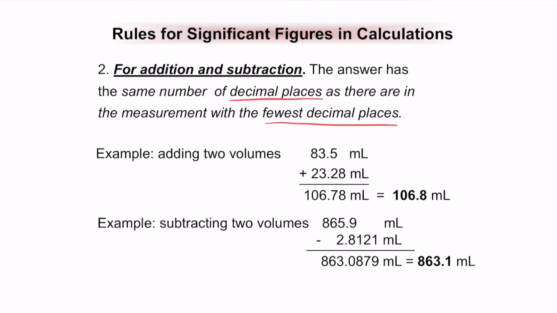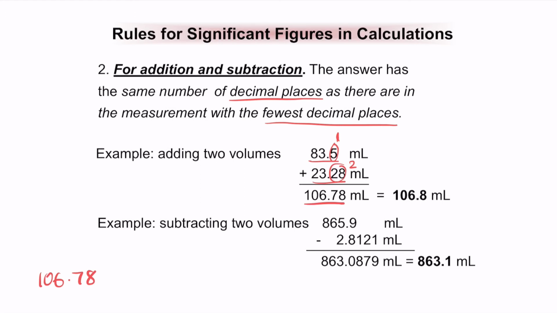For example, here we have 83.5 and 23.28. Notice that the least number of decimal places here is 1 decimal place, and there are 2 decimal places here. So the final answer should have the least number of decimal places, so it should only have 1. But the final answer here is 106.78. So we only want 1 decimal place.